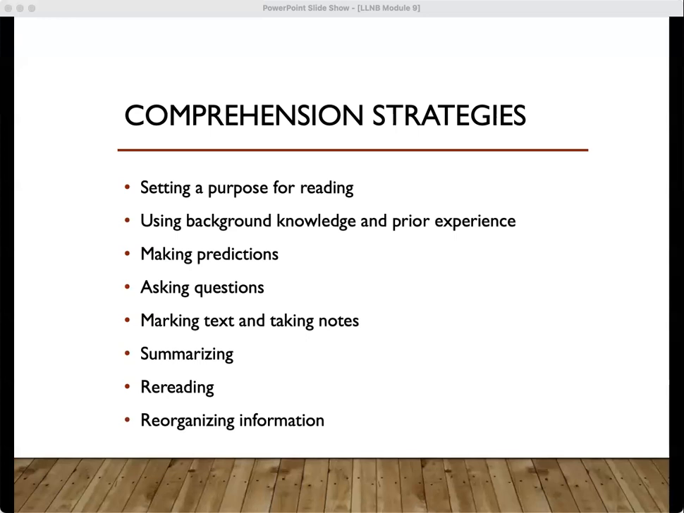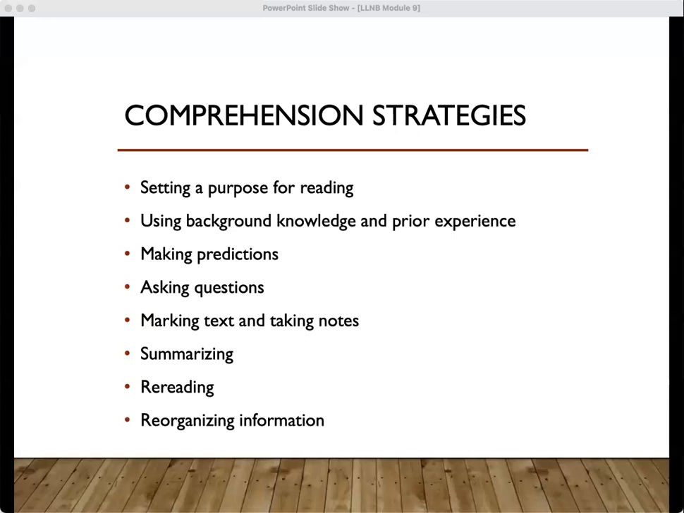Asking questions. As they read, strong readers ask themselves questions and then look for answers in the text. This helps them to identify details and look for specific pieces of information. They also ask themselves questions after they read a portion of text to monitor their comprehension. If they can't answer their own questions, they may need to reread that portion of text.